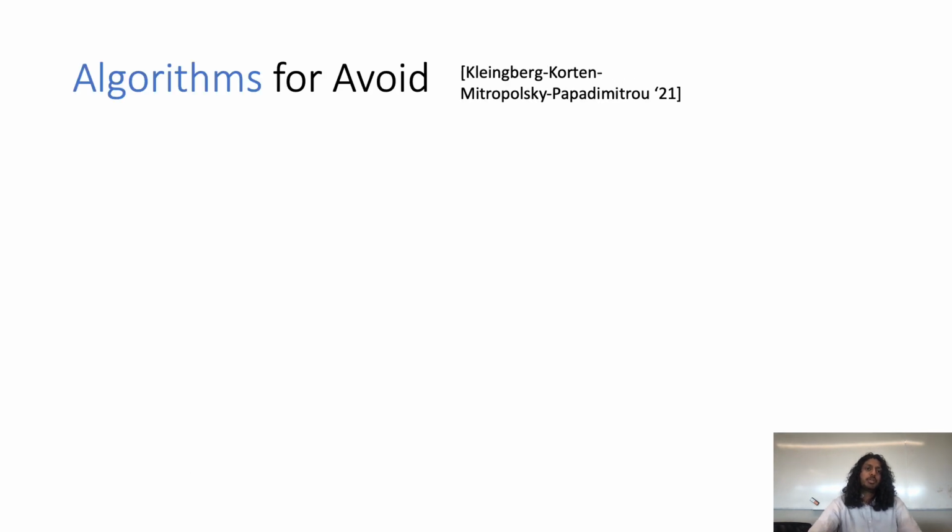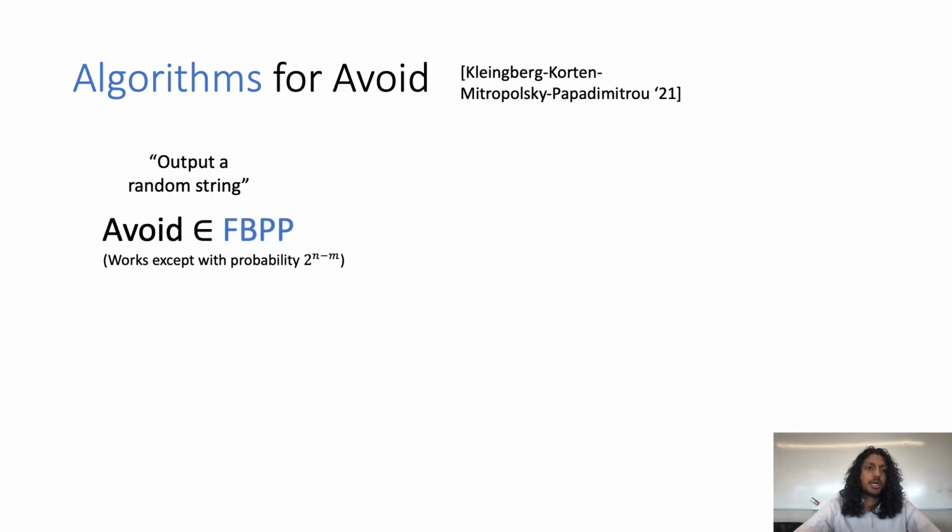Okay, so what do we know about the complexity of avoid? In particular, what upper bounds do we know on the problem? There's a very simple upper bound that shows that there's a randomized algorithm for the problem. In particular, if you just output a uniformly random string in the codomain, then this is going to work, except with probability 2^(n-m), which if m is larger than n is at most 1/2, and if m is equal to n squared, this is exponentially small. So there's a very simple randomized algorithm.